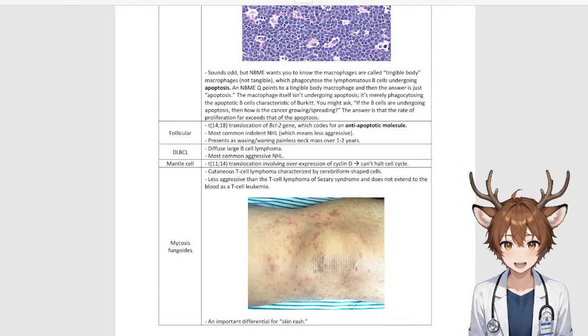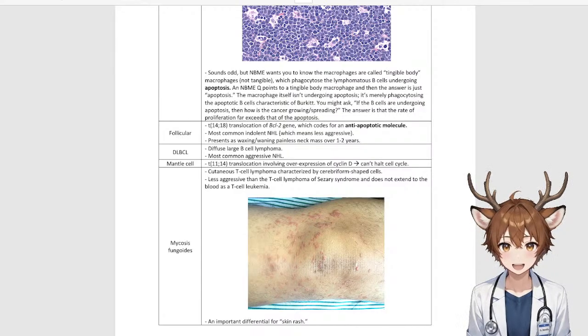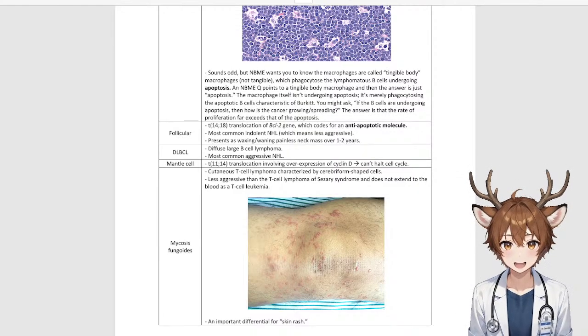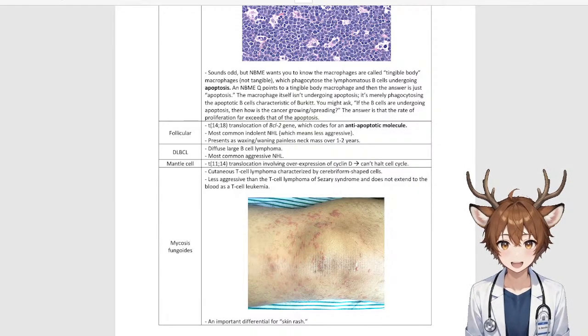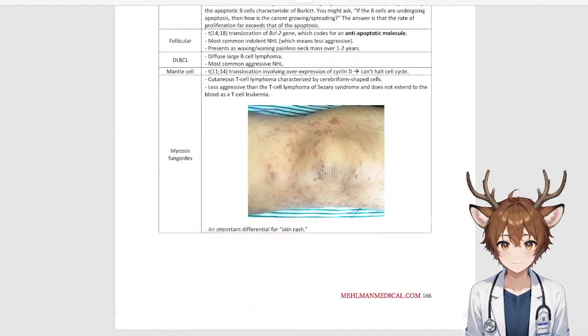Mycosis fungoides, cutaneous T-cell lymphoma characterized by cerebriform-shaped cells, less aggressive than the T-cell lymphoma of Sézary syndrome and does not extend to the blood as T-cell leukemia. An important differential for skin rash.